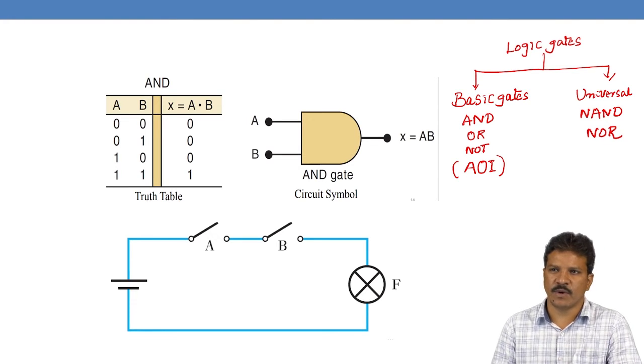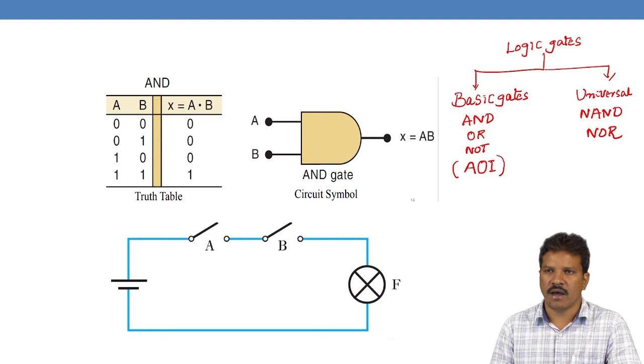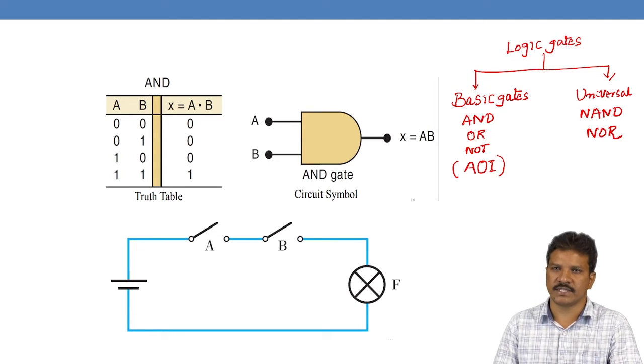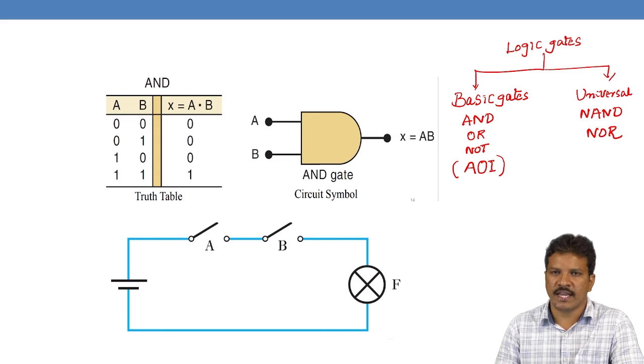Why are they called basic gates and why universal gates? The basic gates are AND, OR, and the inverter or NOT gate, and the universal gates are NAND and NOR. They are called universal gates because with the help of NAND and NOR we can implement any other logic gate: AND gate, OR gate, NOT gate, XOR gate, and XNOR gate. That's why they are called universal gates. First, let us see the functionality of the basic gates with the help of truth tables: the AND gate, OR gate, and NOT gate.